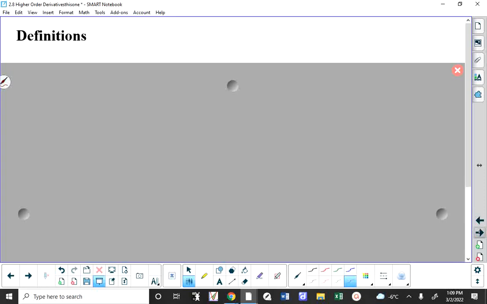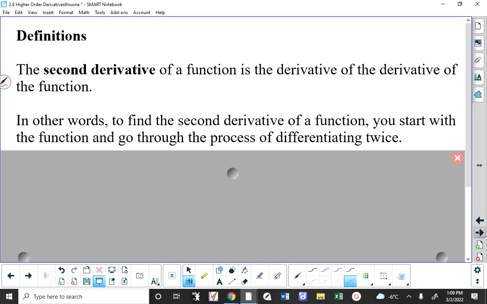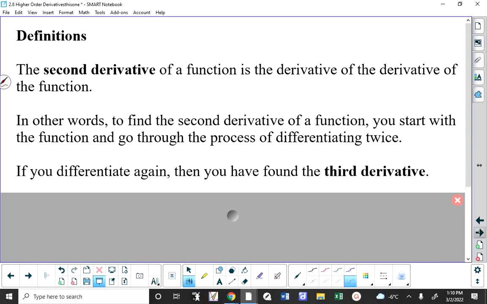So, some definitions. The second derivative of a function is the derivative of the derivative of the function. Let that sink in. The second derivative of a function is what you get if you differentiate the derivative of the function. In other words, if you take the function and differentiate it, you get the derivative, and if you take the derivative and differentiate it, you get the second derivative. To find the second derivative, you look at the function, you differentiate it once, and whatever you get, you differentiate a second time. That second derivative, which is the derivative of the first derivative, is the second derivative of the function.